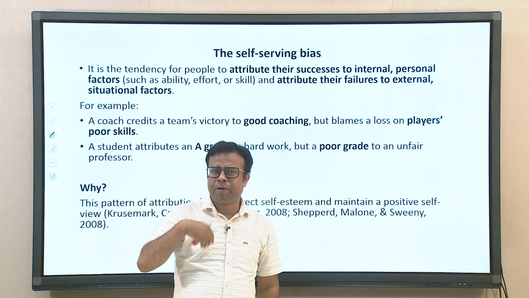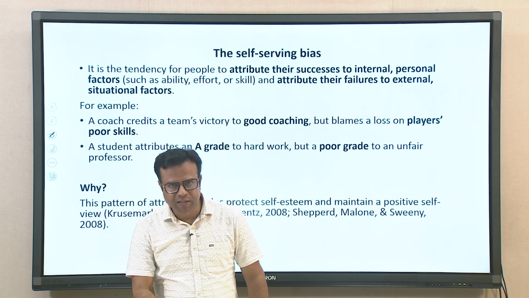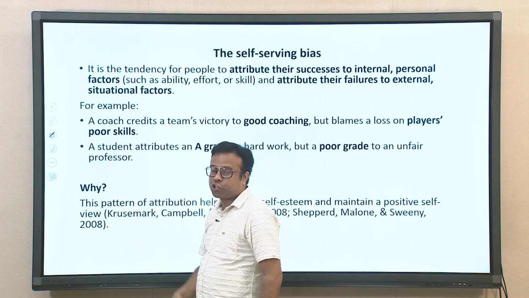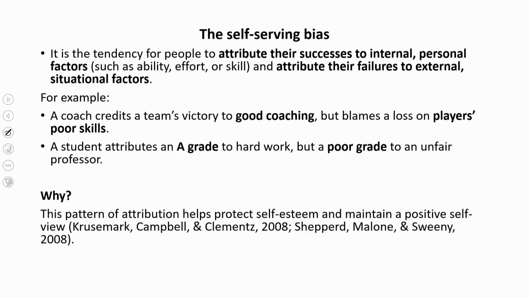Then there is another bias which is called self-serving bias. It is typically in the context of success and failure. It is a tendency for people to attribute their successes to internal personal factors and failure to external situational factors. When we succeed in something, we always give internal personal factors as reasoning. We succeed because of our hard work, because of our skill and so on.